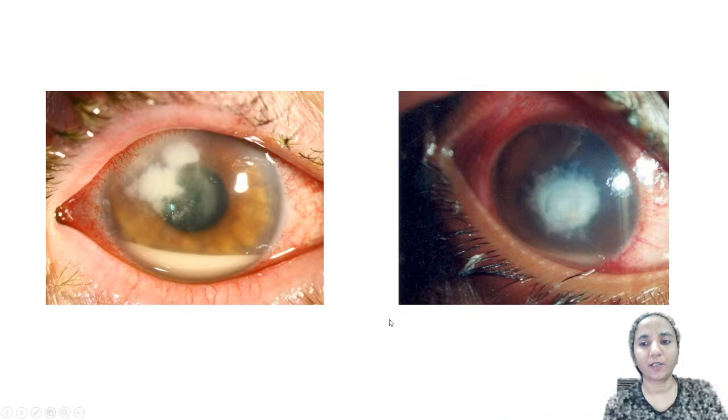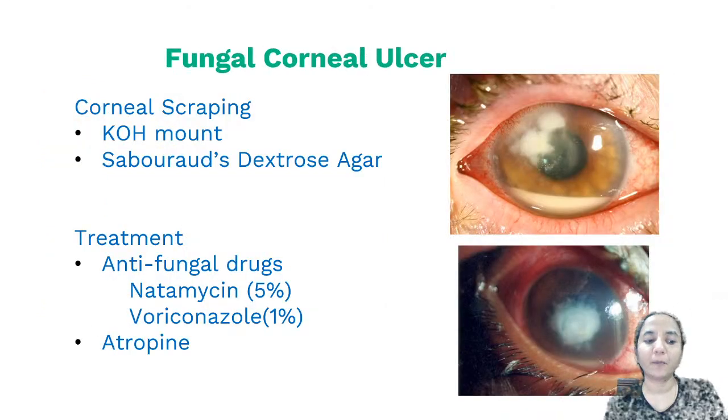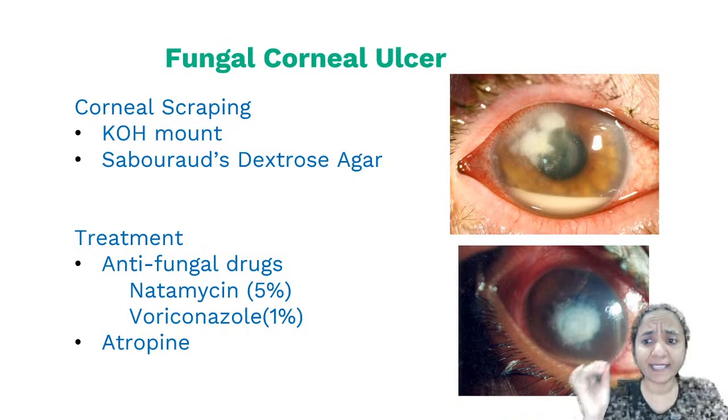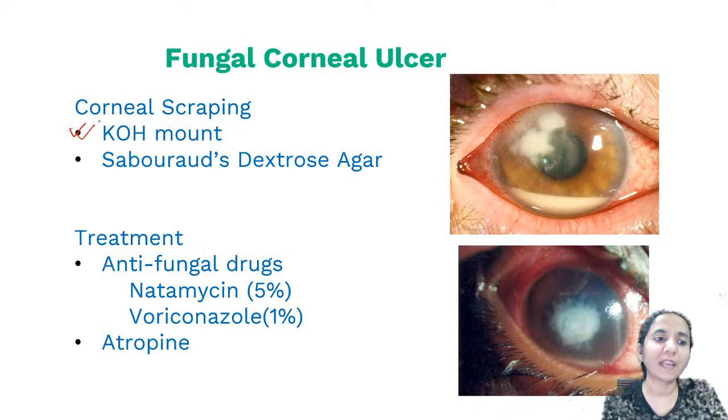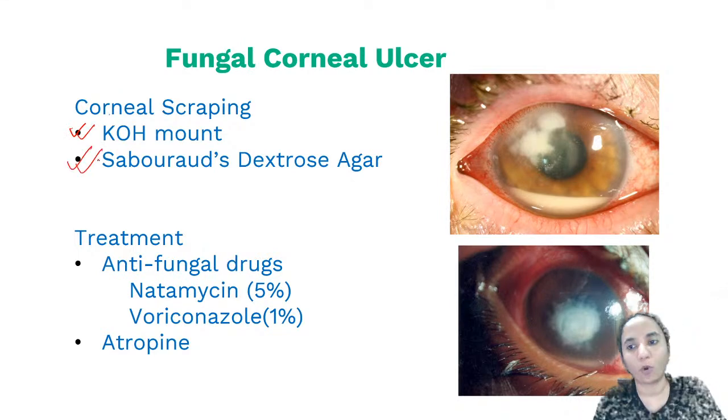Now, with these features, we get a provisional diagnosis of a fungal ulcer. Now, how will I confirm? Obviously, here also I will confirm by doing a corneal scraping. I scrape it with a blade, and then I will ask for a KOH mount, and I may ask for a culture in SDA if I want, that is Sabouraud's dextrose agar.